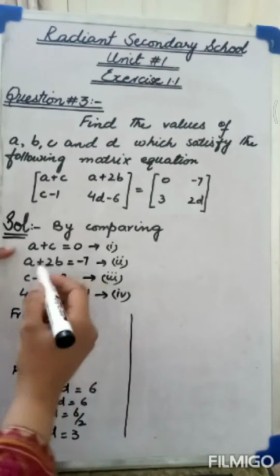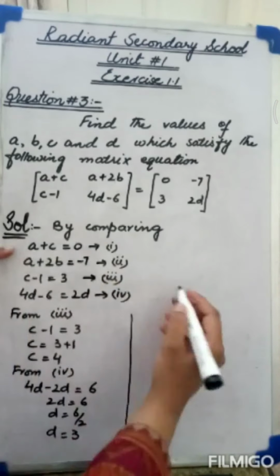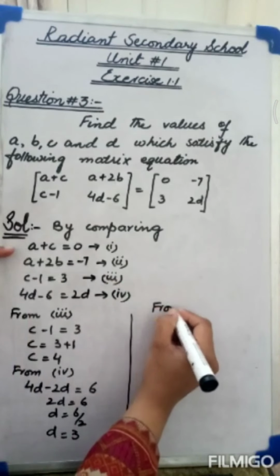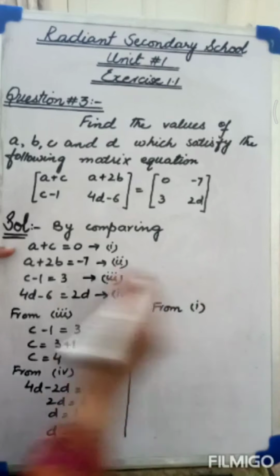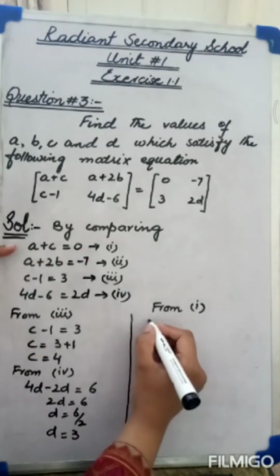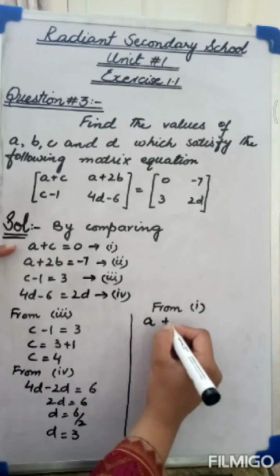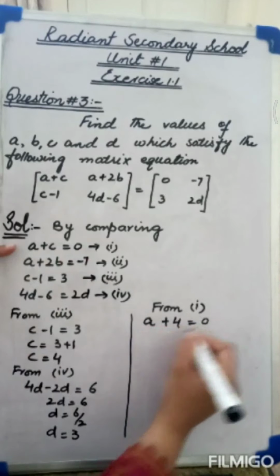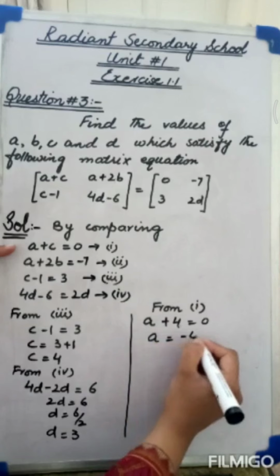Okay, now we have to find the value of A. From equation number 1, this is A plus C equals 0, and we have the value of C. So we can put the value of C in this. A plus 4 equals 0. So A will become minus 4.